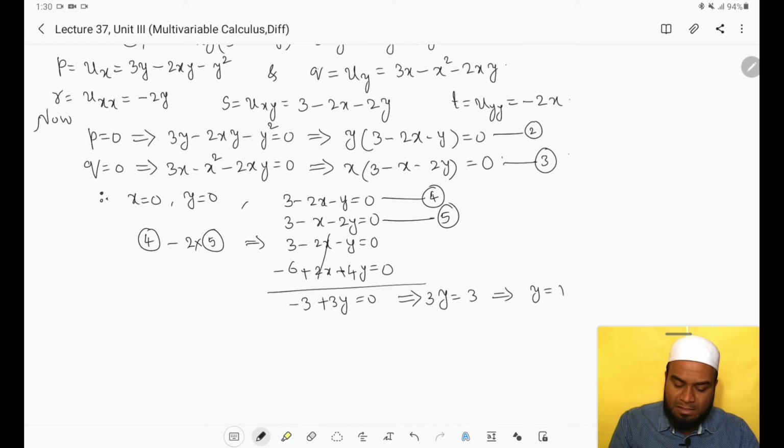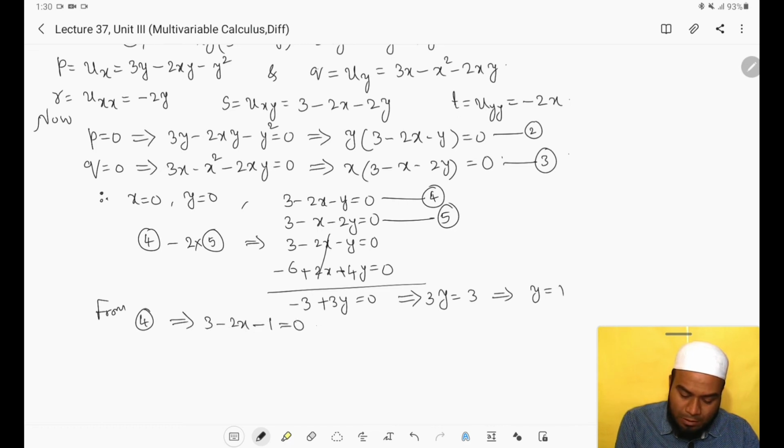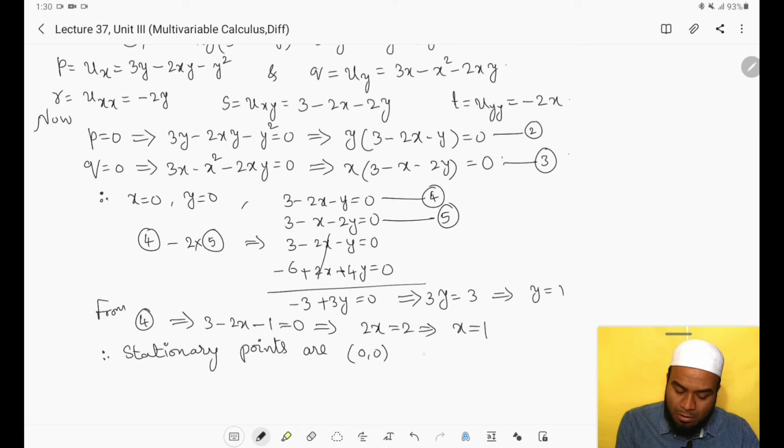When y is 1, substitute this y equals to 1 in the first equation, that is the fourth equation. So from 4, what will happen? 3 minus 2x minus y, y is 1 now, equals to 0. Then this implies 2x equals to, you take this minus 2x to right hand side, then 2 will remain. So x is also equal to 1. Therefore, 2 stationary points we got. Therefore, stationary points are: first stationary point is 0, 0 and second stationary point is 1, 1.